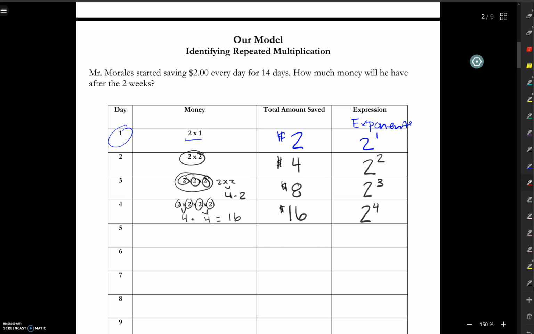My next problem would be 2 times 2 times 2 times 2 times 2, 5 times, because I have 5. My expression is going to be 2 to the power of 5. And so my answer would be, this would be 4, this would be 4, and this would be times 2. 4 times 4 is 16, times 2 equals 32, so I would have $32. My next problem would be 2 times 2 times 2 times 2 times 2 times 2, 6 times. 1, 2, 3, 4, 5, and 6. So my expression would be 2 to the power of 6.